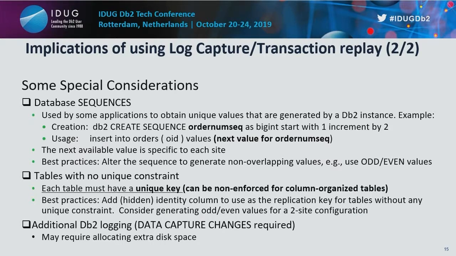Another approach would be to have a user exit. So before you do your site switch, you go and reset the next value of the sequence to be the maximum value used and so on. But there are only a couple of caveats, and they need to be taken care of as you're planning an active-active configuration. All the tables need a unique constraint. For DB2 warehouse, it doesn't have to be enforced, and more on this later.